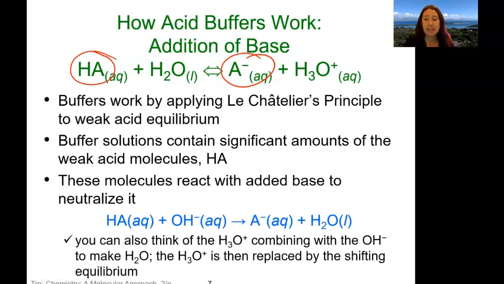And so what happens is, if you add either an acid or a base, so if you add an acid, it's going to react with this base and shift it over here, right?